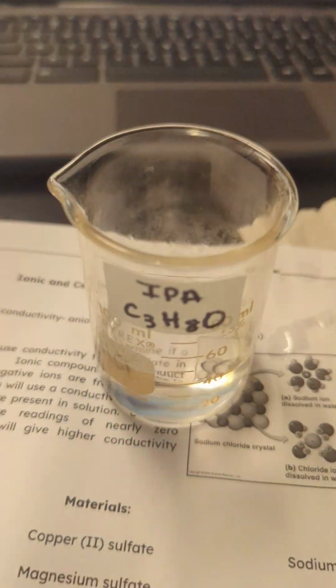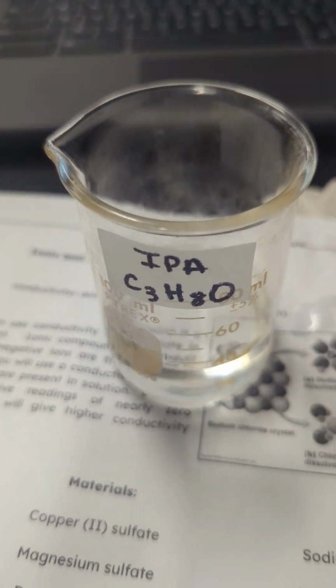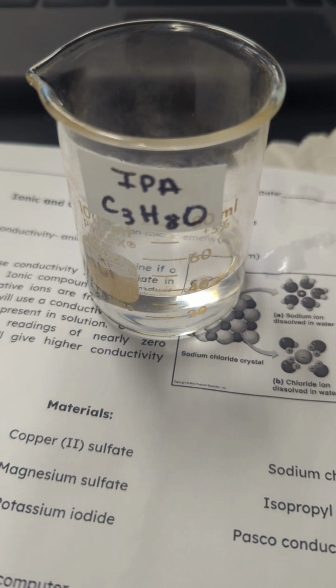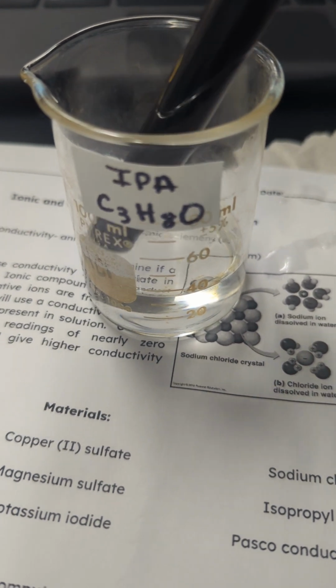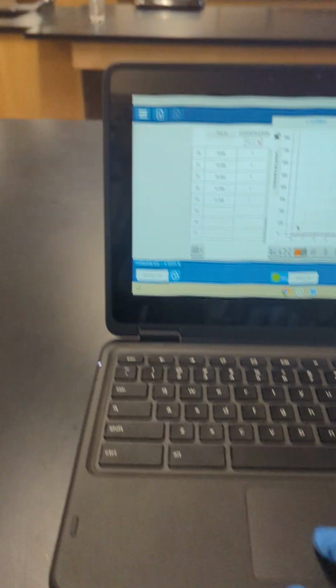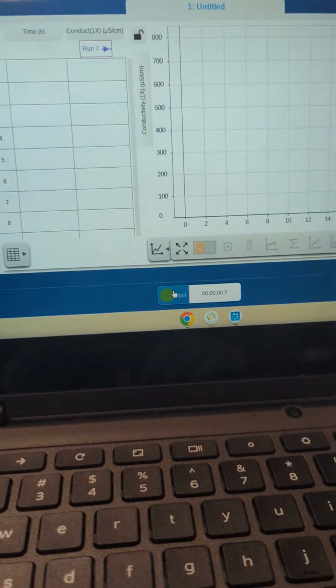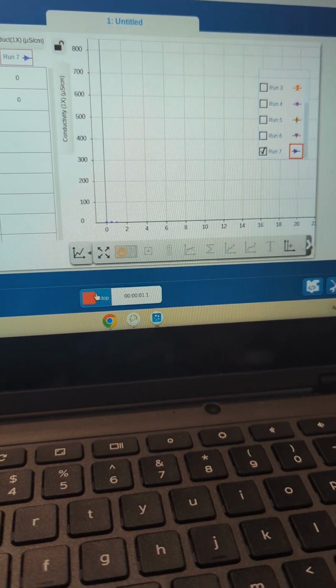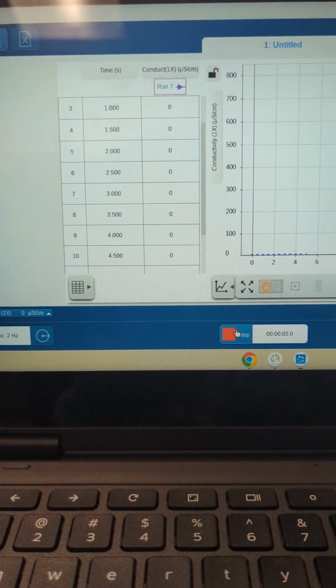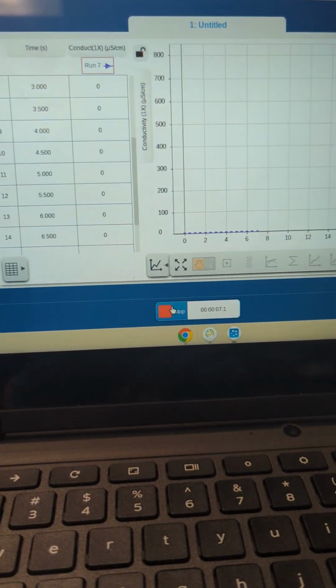Let's check our last solution. Rinse off our probe. And we're going to test the IPA, which is the abbreviation for isopropyl alcohol. There's the formula, C3H8O, O for oxygen. Also covalent. There's no metals in there. It is not ionic. Probably won't show any conductivity, and it doesn't. Absolutely 0. So those are all of our conductivities.